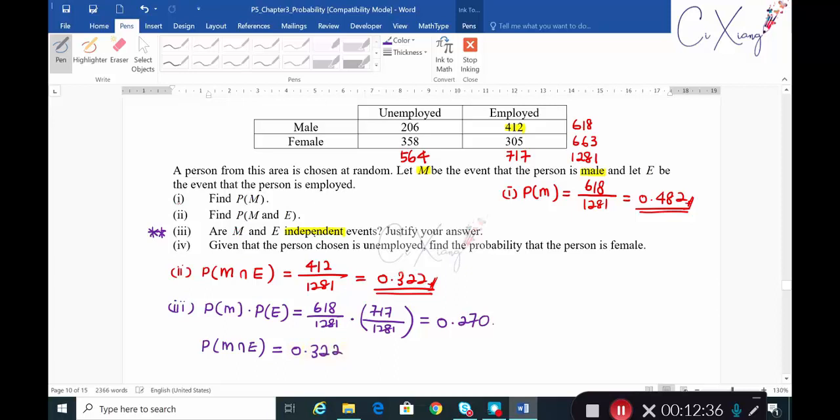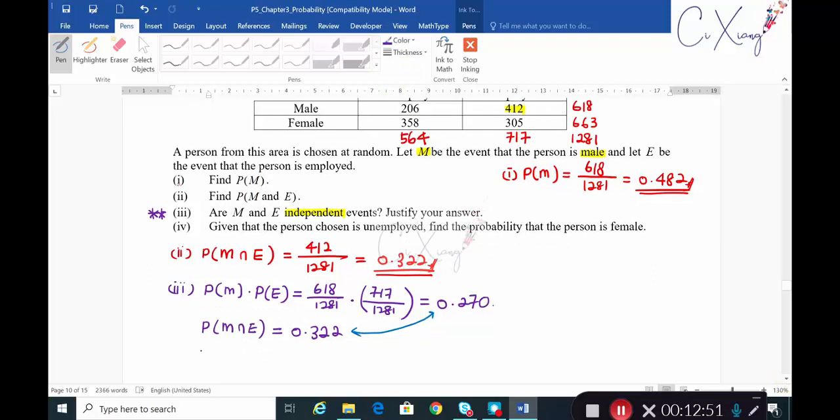Alright, so to check whether they are independent events or not, what you need to do is compare these two values. So for this example, if you compare these two values, they are not the same. Therefore, you can write that the probability of M intersect E is not equal to the probability of M multiplied by the probability of E. So the conclusion for this is M and E are not independent.